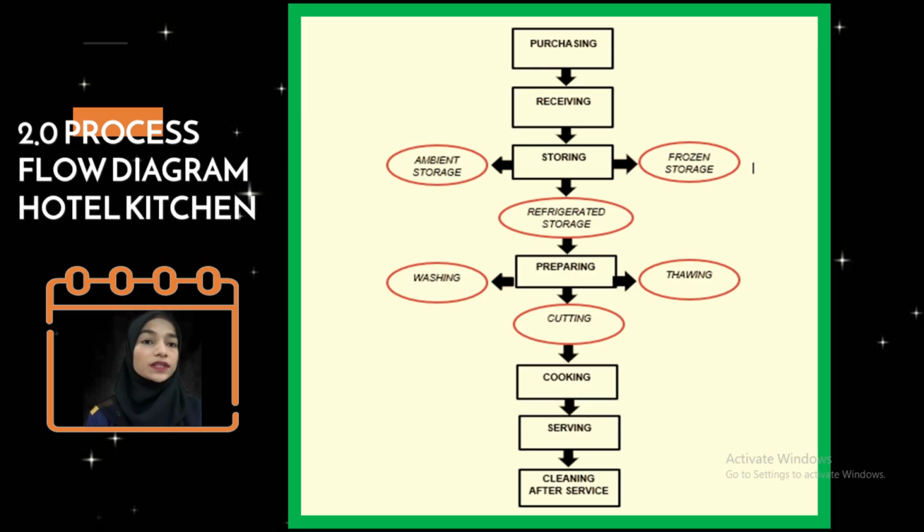Now, we go to the process flow diagram hotel kitchen. First process is purchasing. Second step is receiving. And third process is storage, which is separate to three types of storage, which is frozen storage, refrigerated storage, and ambient storage. Step 4 is preparing, which have process thawing, cutting, and washing. Next step is cooking, serving, and cleaning. So, we can go to the next slide for the better explanation about all these steps.